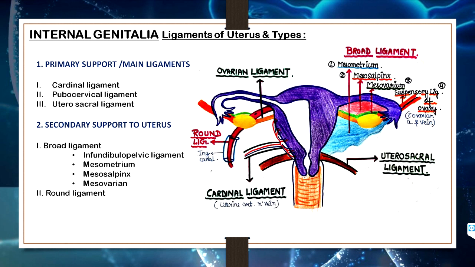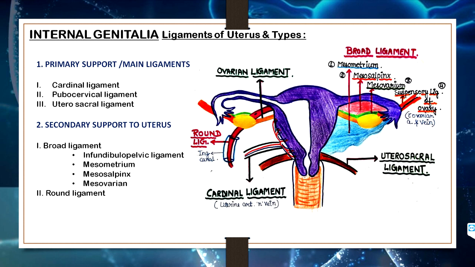Now the mesosalpinx. Mesosalpinx means the fallopian tube. So this ligament, you can see mesosalpinx. This ligament is present below the fallopian tube and above the meso-ovarian ligament. So this ligament is present between the fallopian tube and the meso-ovarian ligament. Now last is meso-ovarian ligament. To the posterior portion of the broad ligament, ovary is attached with this ligament. So this ligament is present at the posterior part of the broad ligament.